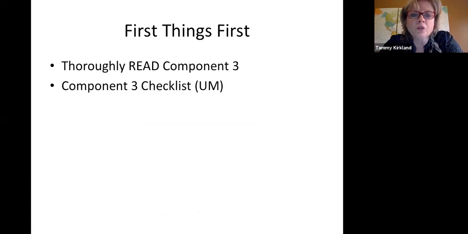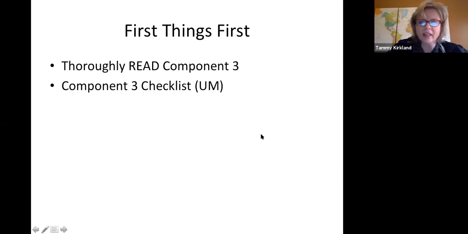First thing I want you to do is make sure you have thoroughly read component 3. And there is a checklist. Let's see if I can find that now and share that with you guys. Give me just a moment.